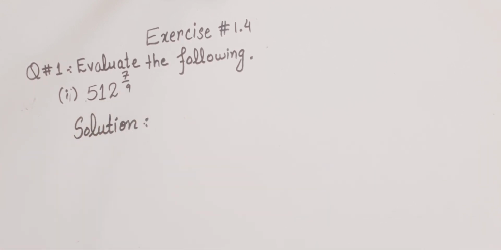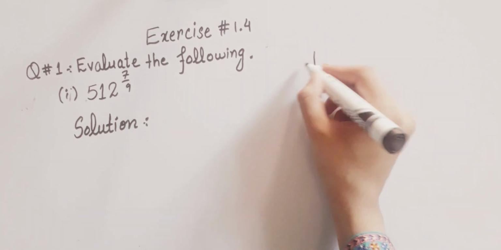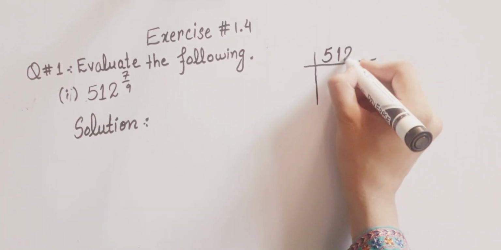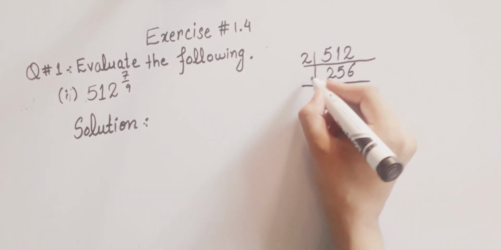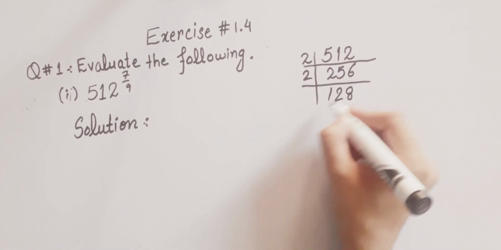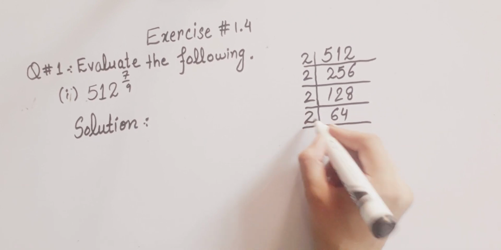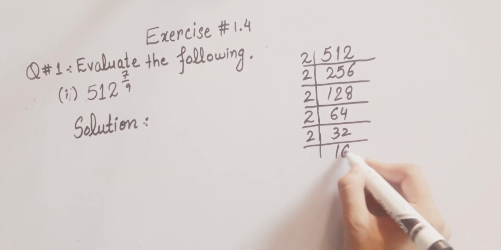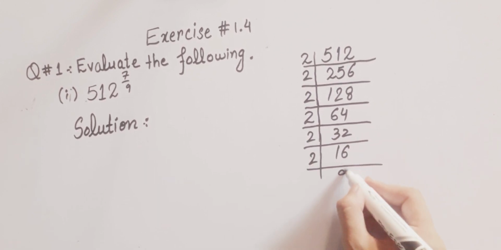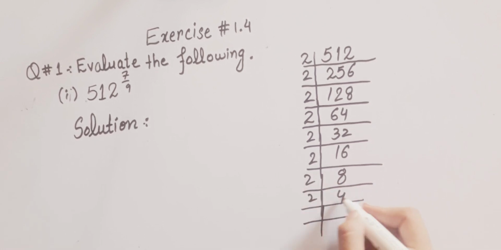512 power 7 by 9. How can we solve this? We will make the factors of 512. When 512 is divided by 2, we get 256. 256 divided by 2 is 128. 128 divided by 2 is 64. 64 divided by 2 is 32. 32 divided by 2 is 16. 16 divided by 2 is 8. 8 divided by 2 is 4. 4 divided by 2 is 2. And 2 divided by 2 is 1.